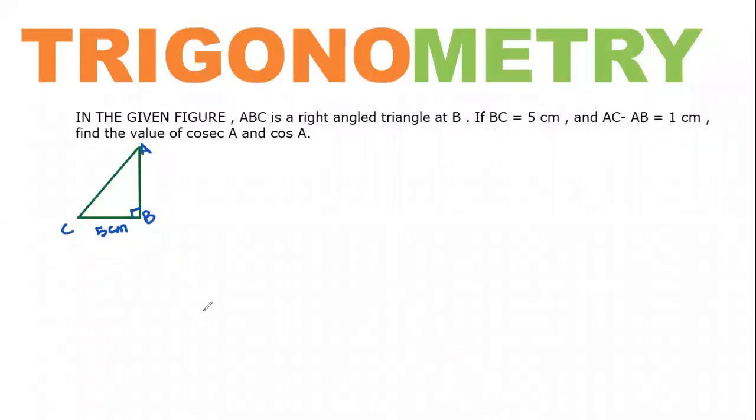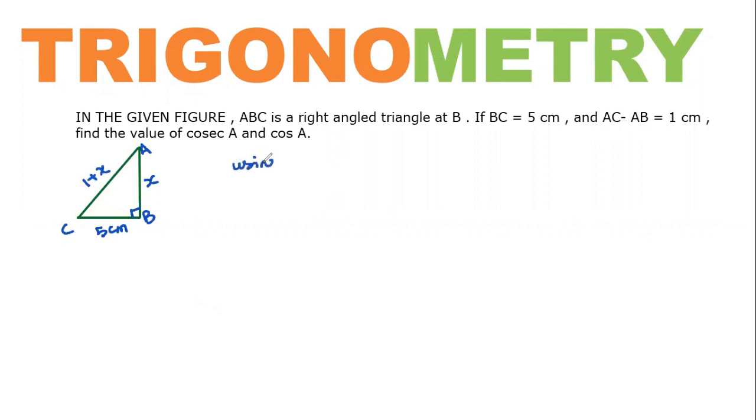Let us do this question. In this figure given, ABC is a right angle triangle, right angle at B. BC is 5 centimeter and AC minus AB is given as 1 centimeter. So let me take this AB as X. So AC will be 1 plus X.